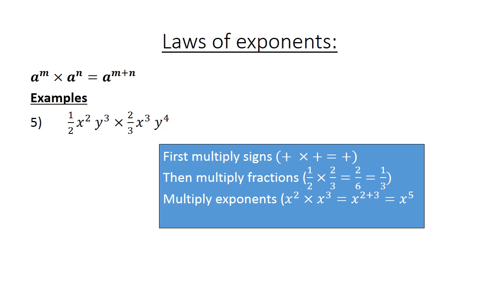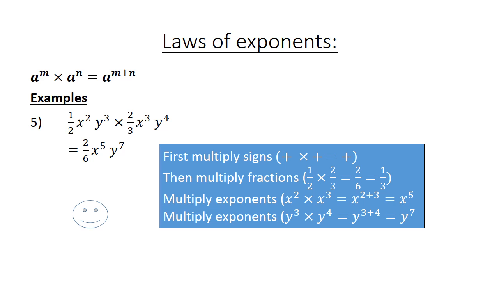Then we multiply the exponents. X to the power of 2 times x to the power of 3 equals x to the power of 2 plus 3 equals x to the power of 5. And finally, y to the power of 3 times y to the power of 4 equals y to the power of 3 plus 4 equals y to the power of 7. And there we have our answer. We simplify: 1 over 3, x to the power of 5, y to the power of 7.